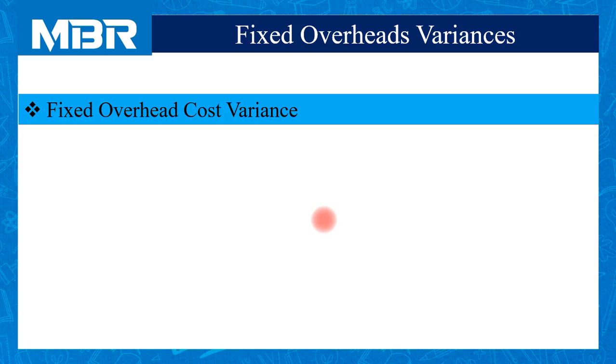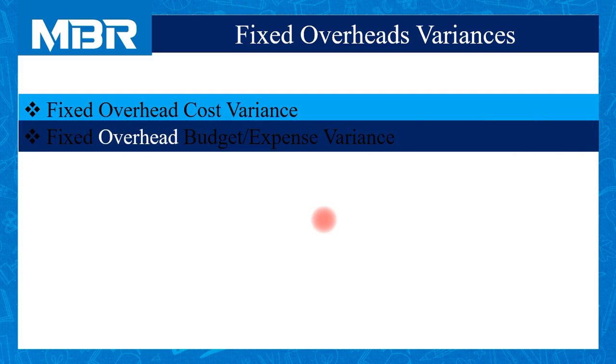First, fixed overhead cost variance. We can calculate fixed overhead cost variance using 3 different methods, and we will discuss all 3 methods in detail at the time of discussion of the practical problem. Second, fixed overhead budget or expense variance. It is very simple. It is nothing more than a comparison of the budgeted fixed overhead cost and the actual fixed overhead cost incurred by a company.